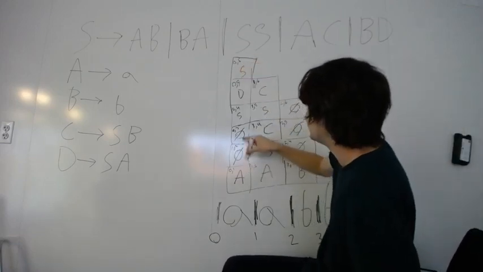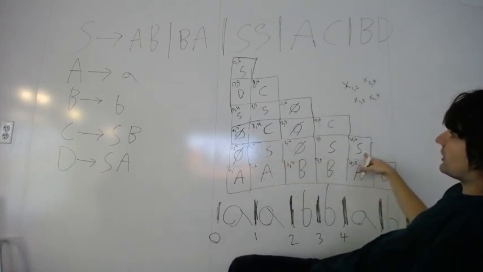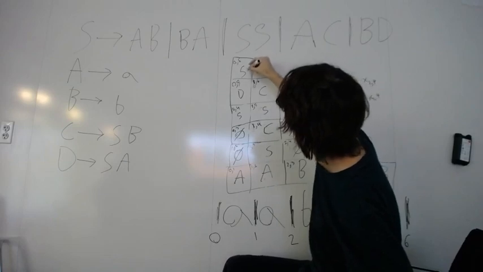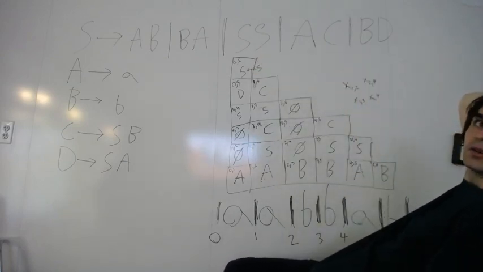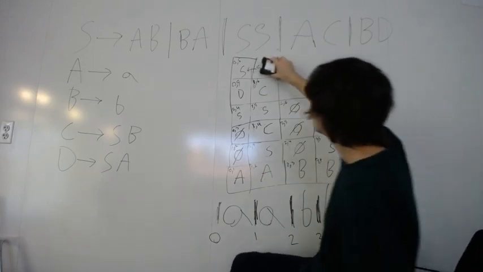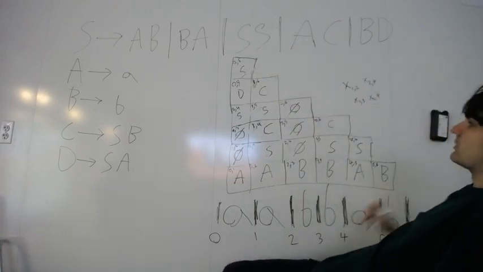Still gotta do the others. Nope. 0 to 4 and 4 to 6. SS. Yeah, that's also still S. Okay. Why is it not two S's in this box? Because it's a set, so the same. Yes. Perfect.